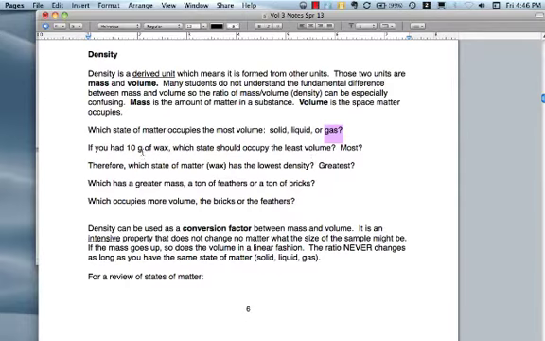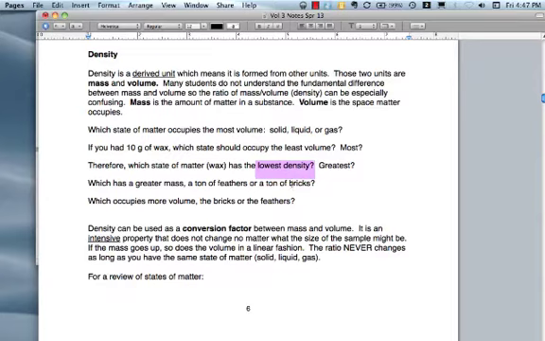If you had 10 grams of wax, which state would occupy the least volume? Well, that would be a solid. And the most would be gas. Liquids in the middle. So which state of matter has the lowest density? Density is mass over volume. So the one that has the smallest volume will have the greatest density. So the greatest density will be the solid. The lowest density will be the gas because it has a high volume, and that's on the bottom part of our ratio, which is what density is.